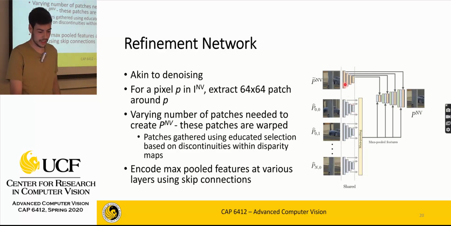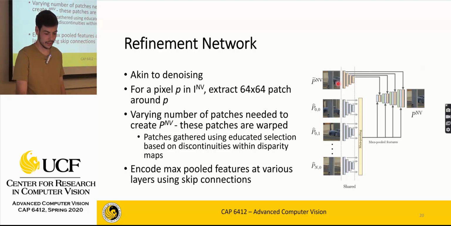So what they do is they take the patch from this novel view, they encode it, and then they also take the patches that are supplemented into the network and they encode these values and max pool them. These max pooled values are then concatenated into the decoding process, allowing for a final decoded patch shown here as the novel view.